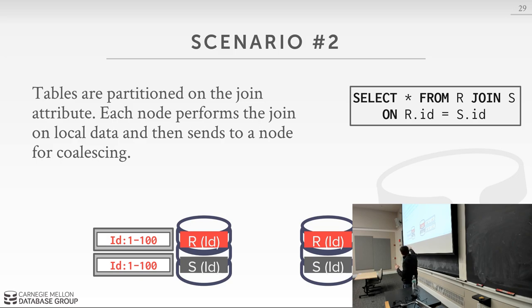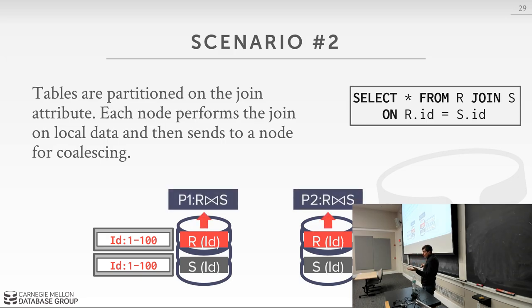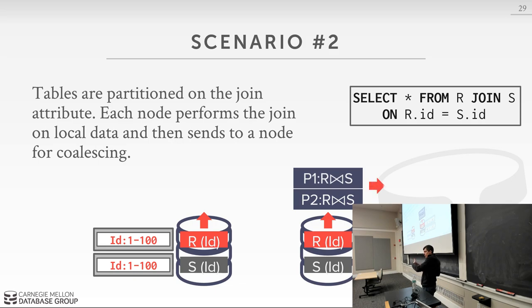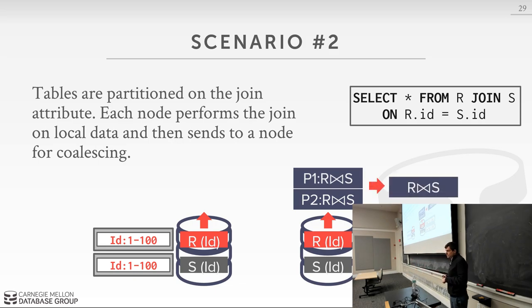So this is 1 to 100, this is 101 to 200. For any tuple with a given ID in R, I know that the matching tuple in S has to be at my partition. It won't be at another location. So again, all I need to do is my local join as if I was a single node system, get the output at every partition, and send that to a centralized location, and we combine it together to get the result. Right? Also pretty straightforward.